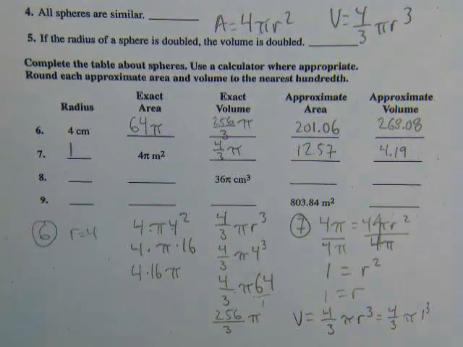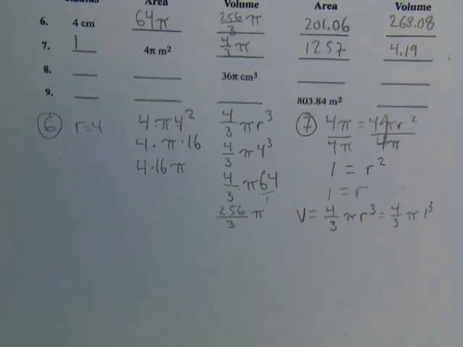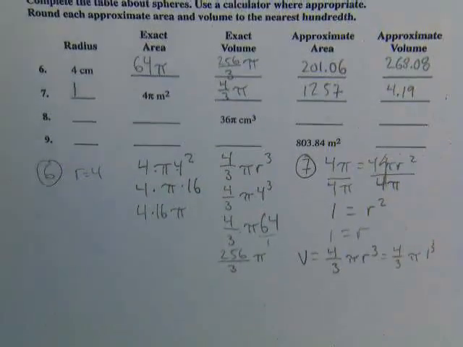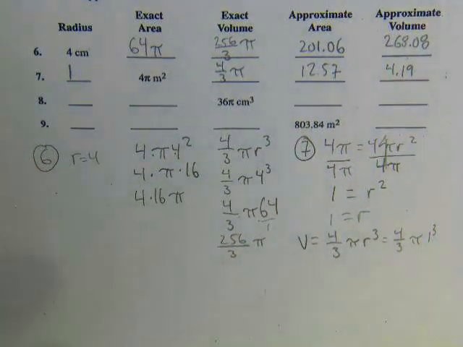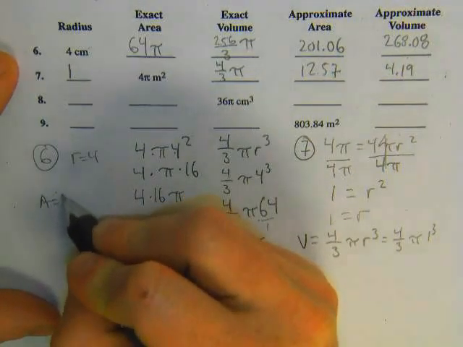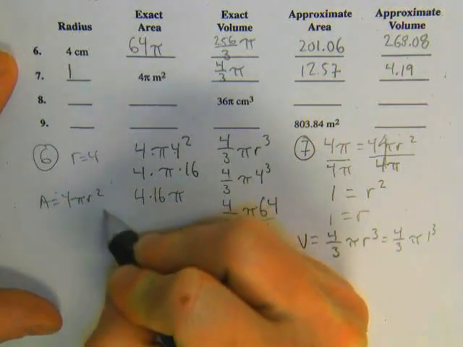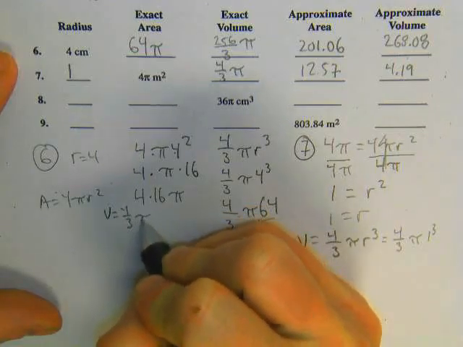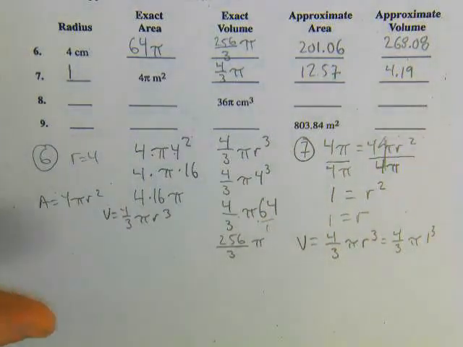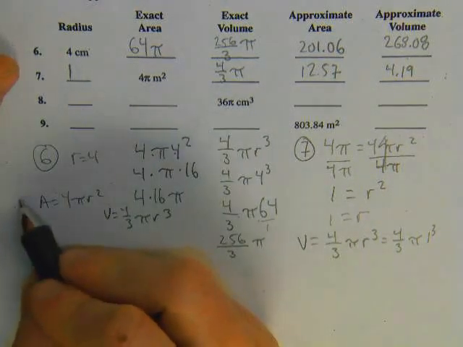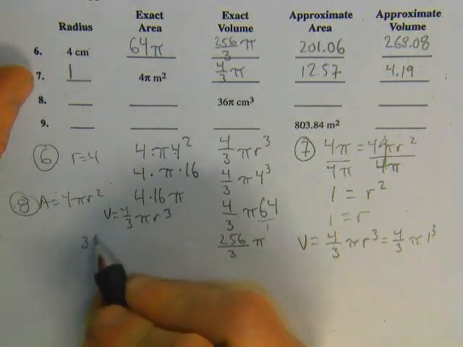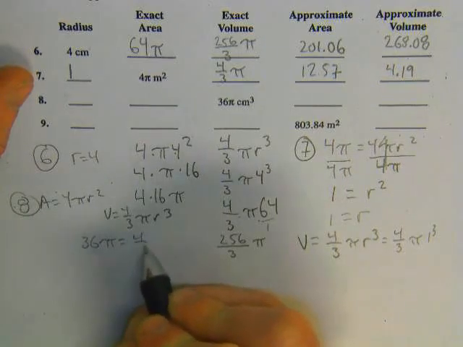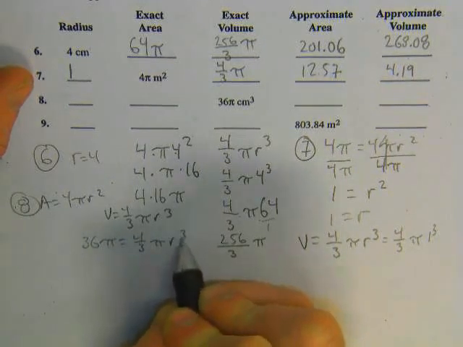I'm going to bump down so we have a little extra space here to do some math. Might even rewrite my formulas. A equals 4 pi r squared and V equals 4/3 pi r cubed. So I have them. Alright, so now we've got exact volume. So this is 8. So I'm going to plug my exact volume in for this. So now I've got 36 pi equals 4/3 pi r cubed.